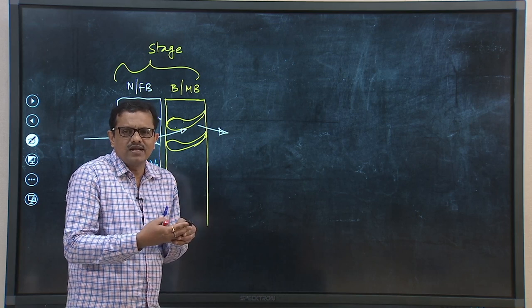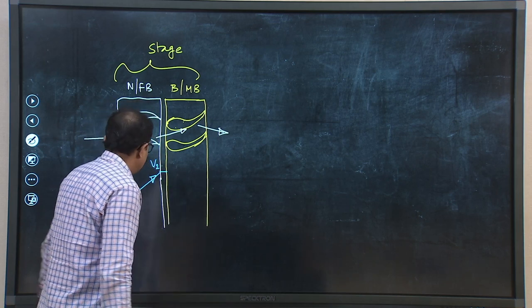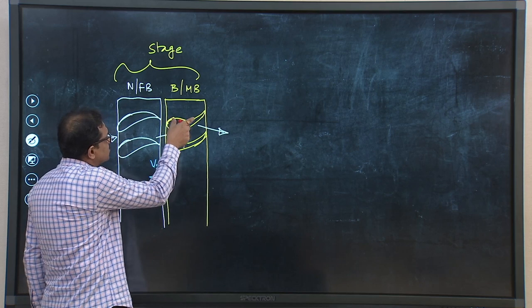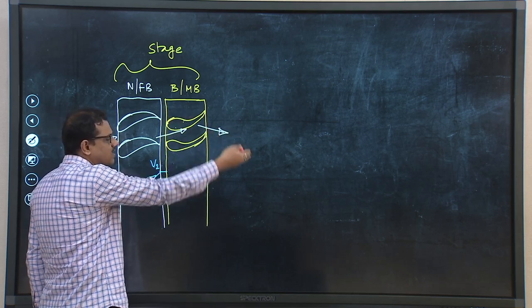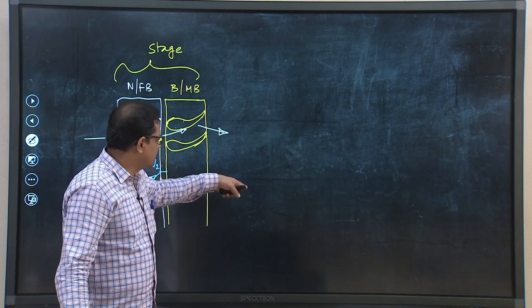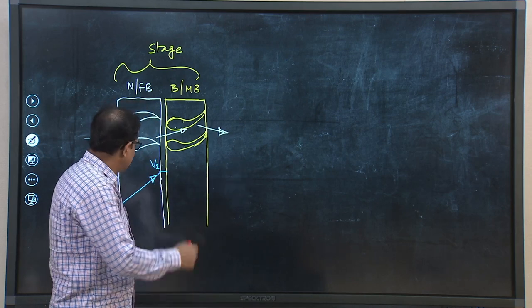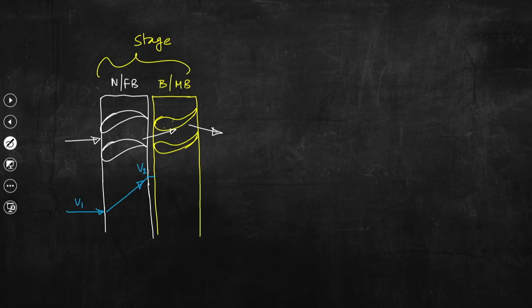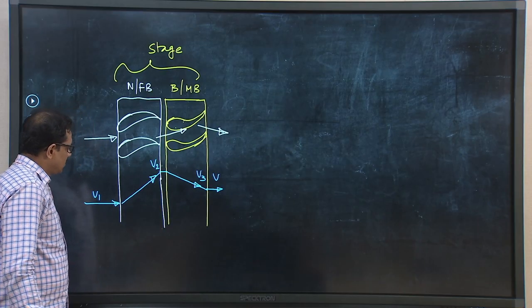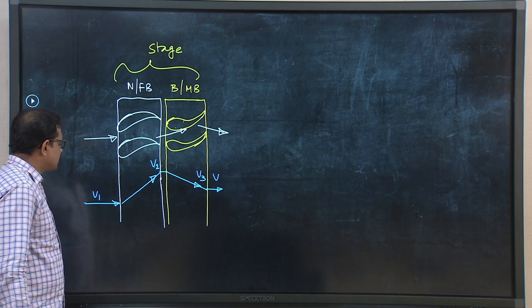So, what we can understand is that the velocity will drop while steam is passing through the first row of moving blades or even the second row of moving blades. This is the steam velocity, say V3. If we consider only one stage, this will be the velocity variation. Now, what about pressure?